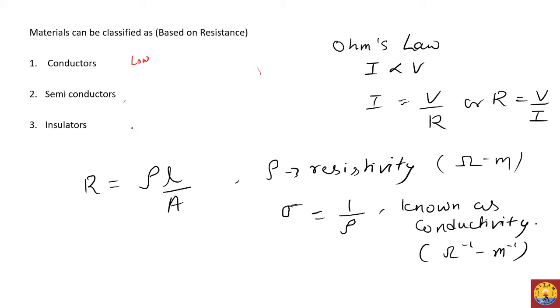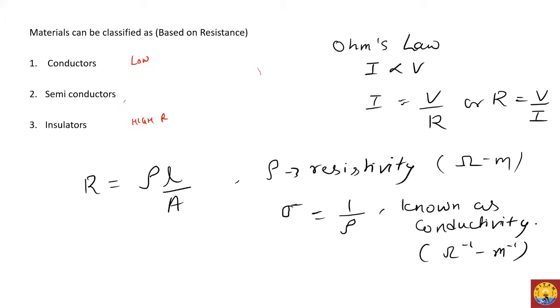Then we have another category which are called insulators. They have very high resistance, and when they have high resistance, they do not conduct any current through them. So that's why we call them insulators. And then we have materials which are intermediate between these two. Those are called semiconductors, and they have intermediate resistance. So based on resistance, we basically divide into three categories.